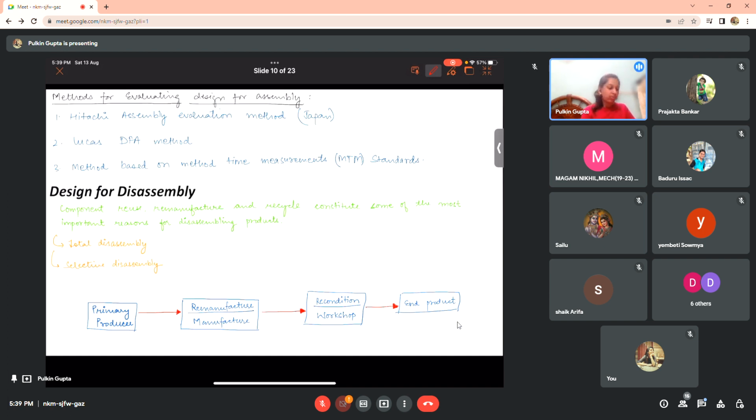Now, after assembly, we go to disassembly. As assembly is important, disassembly is also important for the reuse of components, remanufacture, and recycle. So for these, some of the important reasons we require disassembling as well. We can either have total disassembly or selective disassembly. Total disassembly is complete dismantling of the product into its constituent parts, like even single nuts and bolts are taken out as separate entities. But selective disassembly is disassembling only the specific modules.